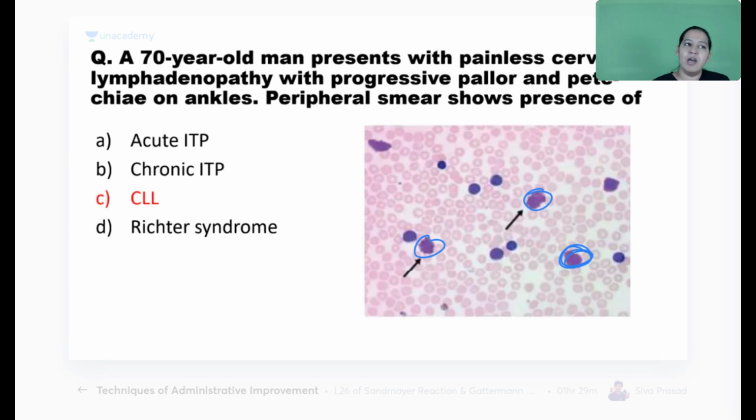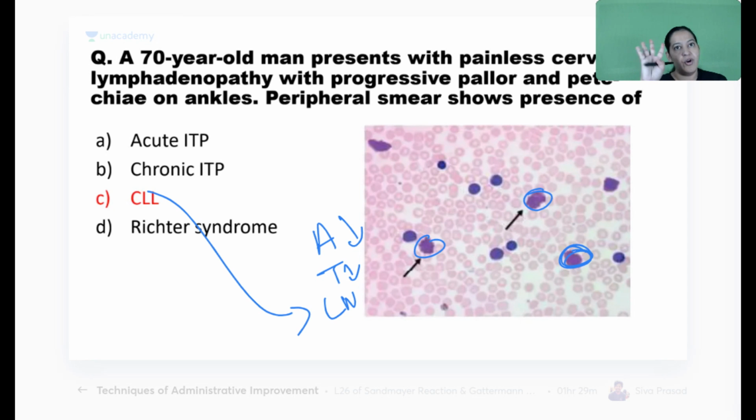Here also the patient presents with anemia and thrombocytopenia. So from the past 3 questions, the clinical scenario is the same. Here there is one extra thing, painless lymphadenopathy, which is typical for CLL, not for other leukemias. Out of the 4 leukemias, CLL presents with painless lymphadenopathy. Anemia is present in all leukemias. Thrombocytopenia is present in all leukemias.